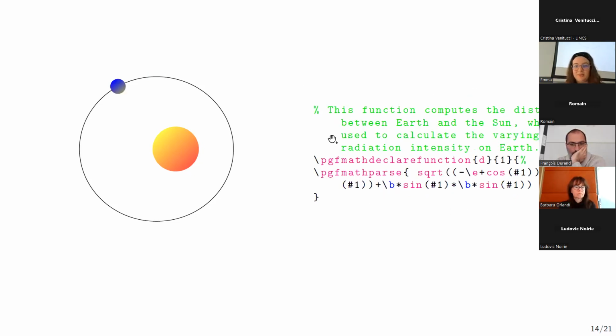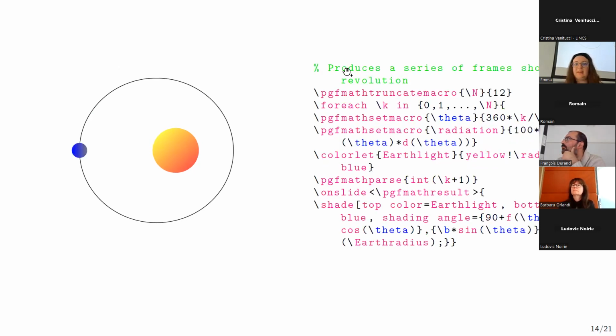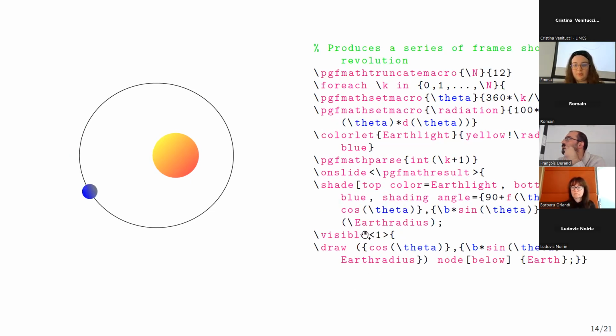Yeah, so this is to compute the distance in order to shade correctly the color of the earth. And here it's the same thing. I just wrote it twice. I don't know why. And yeah, so now this is for producing every frame. So we have this foreach that will compute every frame. I didn't put the code here, but yeah.